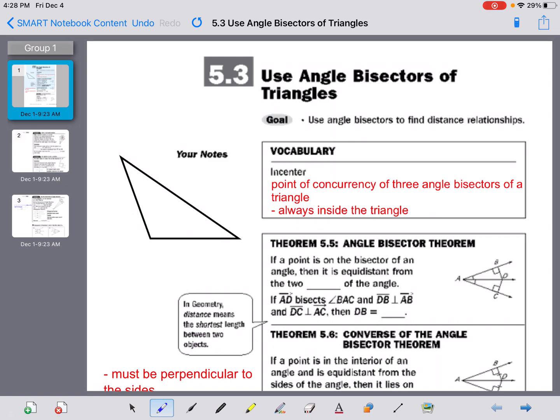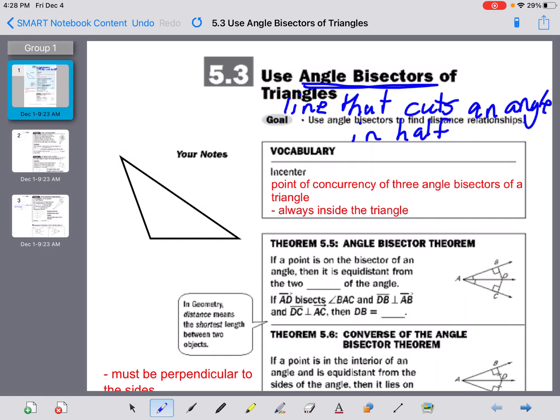So again, this is what's kind of funny in these notes, it never defines angle bisector. Okay, so this angle bisector, we probably should say, is some type of a line or line segment or ray or something like that. I'm just going to shortcut and say line that cuts an angle in half, right? And when we say in half, in equal halves, right?